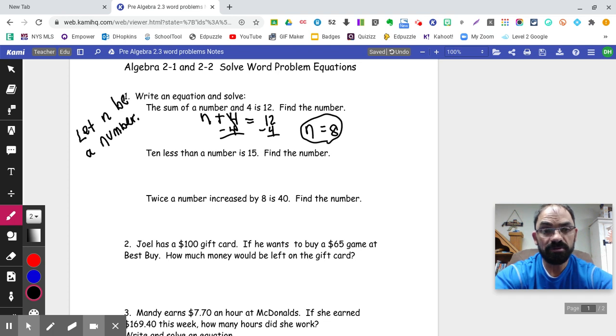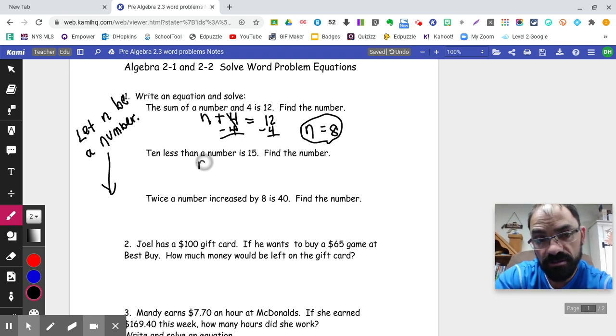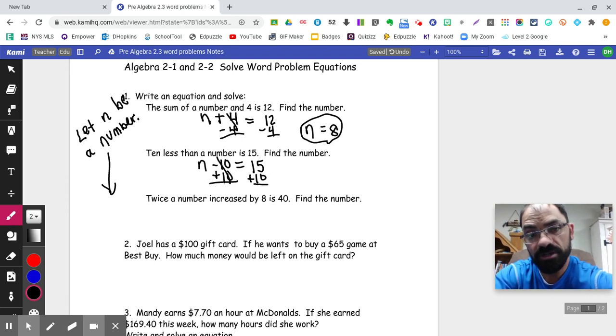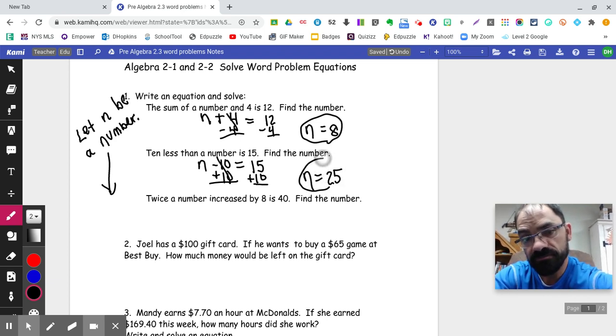10 less than a number is 15. Let's continue to use n as our number. So 10 less than a number. Whenever we see less than a number, we have to subtract that number. So we're going to say n minus 10 equals, and we have 15 again. So 10 less than a number is 15. To solve this, we're going to add 10. And we get n is equal to 25.